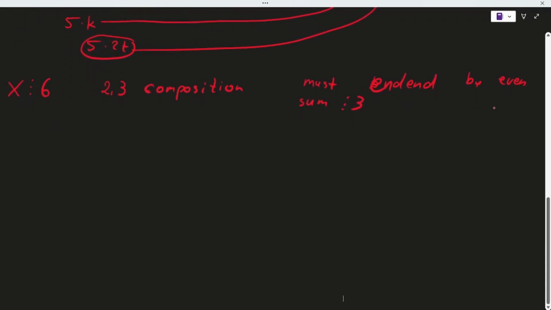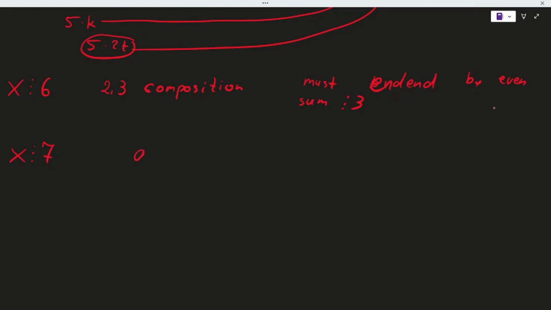Next number is 7, but the divisibility property for 7 is a bit harder. In this case, we just need to take the last digit twice and look at the remaining number. If the remaining number is a, and a minus 2 times b is divisible by 7, this means that our original number will also be a multiple of 7.